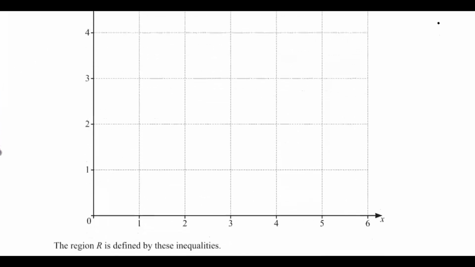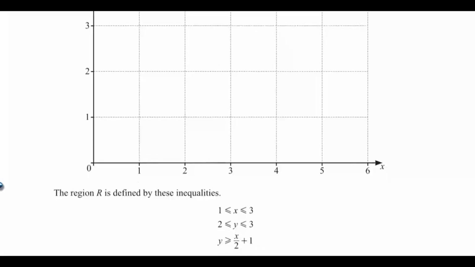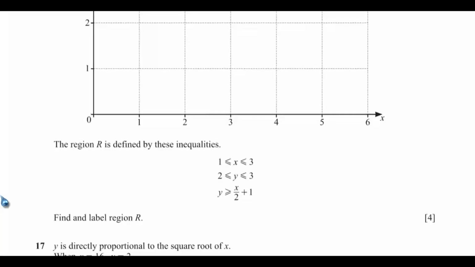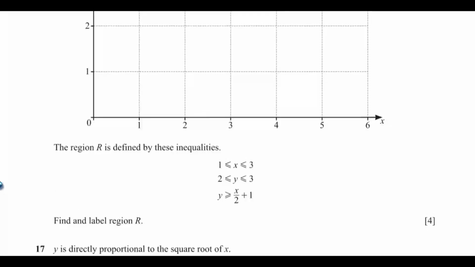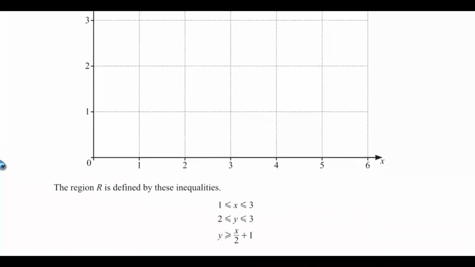Question 16. The region R is defined by these inequalities. 1 is less than or equals to x, x is less than or equals to 3, 2 is less than or equals to y, y is less than or equals to 3, and y is greater than or equals to x over 2 plus 1. Find and label region R. So the first one will be 1 is less than or equals to x and x is less than or equals to 3. So we need to draw lines at x equals to 1 and x equals to 3. So that is what this means.